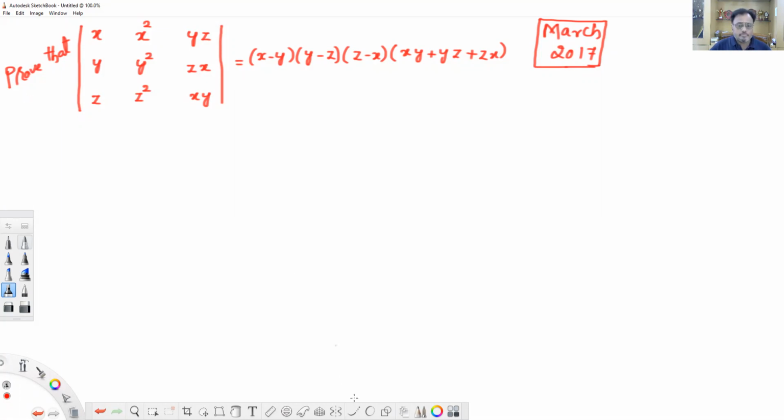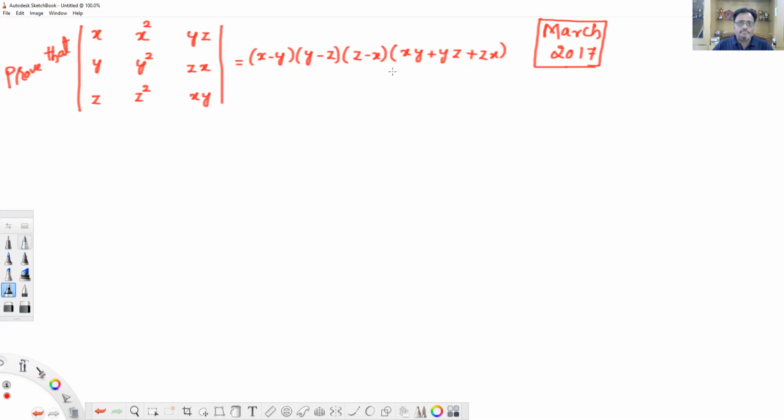Prove that the determinant with rows x square, yz; y square, zx; z square, xy is equal to (x minus y)(y minus z)(z minus x)(xy plus yz plus zx).